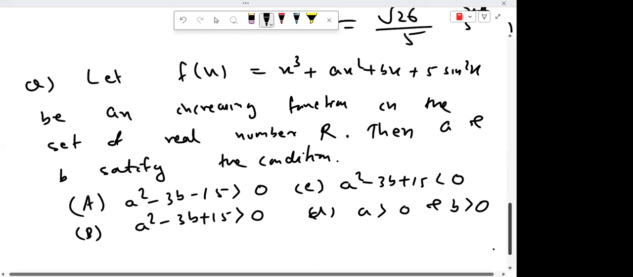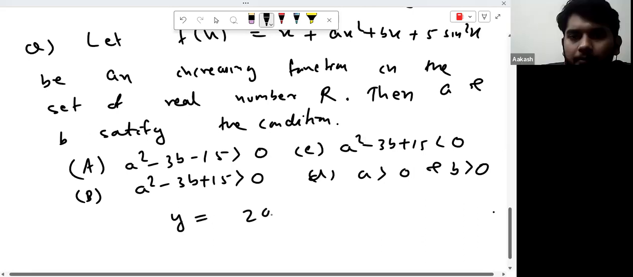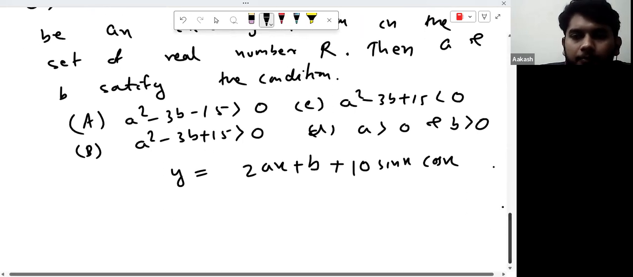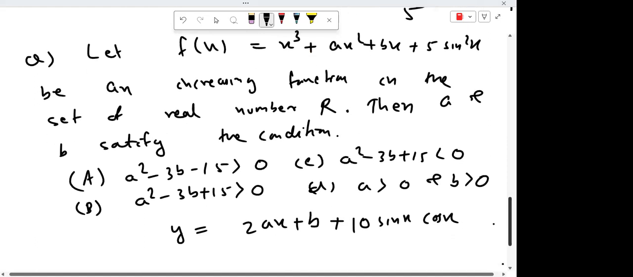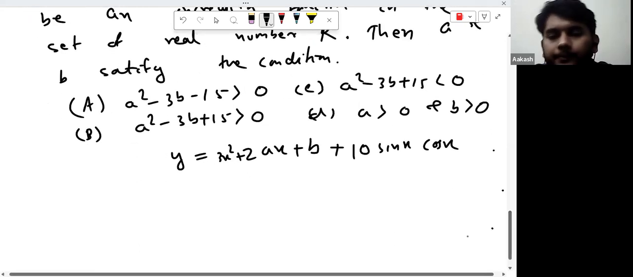So first you have to take the first derivative and make it greater than 0. This is the first derivative. Oh, 3x square also. Yes, 3x square is there. I did not see that. Okay, this is the derivative. Now what?